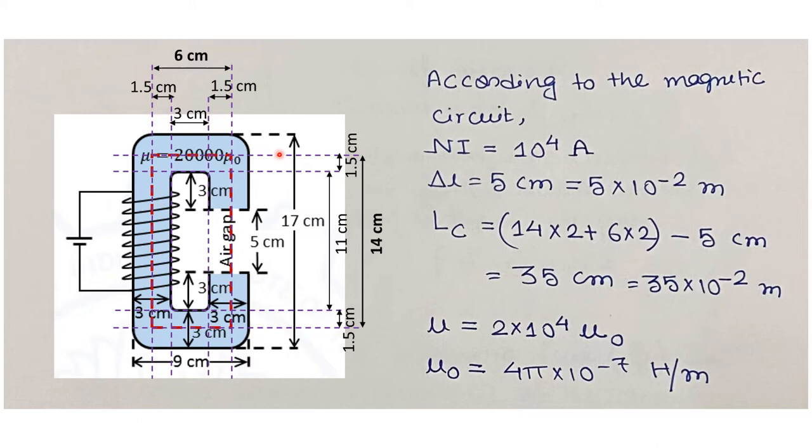So our core length will be the length of this closed path minus this air gap. This is basically 14 times 2 plus 6 times 2, and we will subtract the air gap, that is 5 centimeters. So we will get the core length as 35 centimeters. The magnetic permeability of the core material is 2 into 10 to the power 4 times mu naught, where mu naught is the magnetic permeability of air, that is 4 pi times 10 to the power minus 7 Henry per meter.